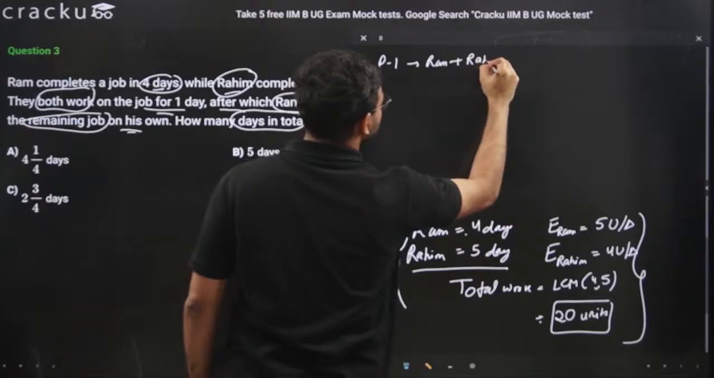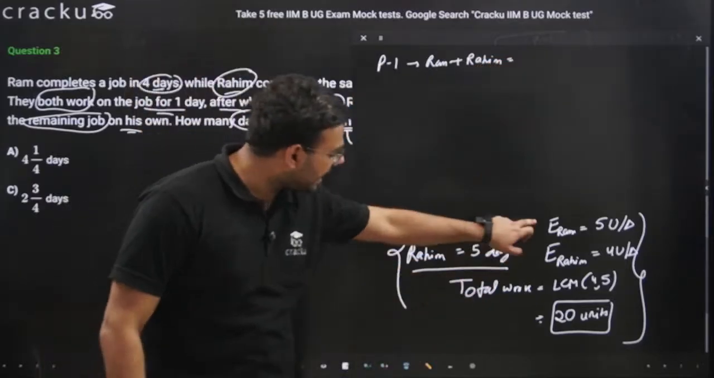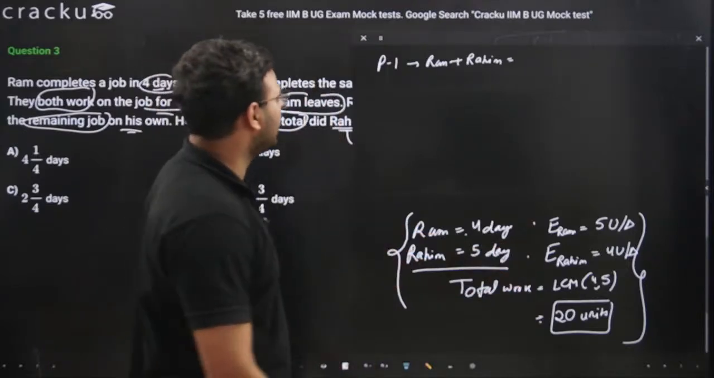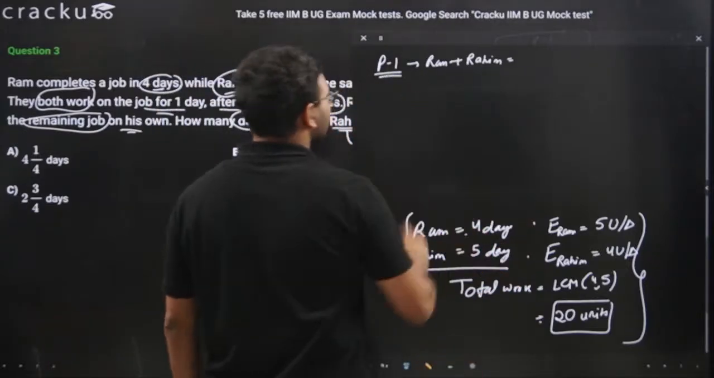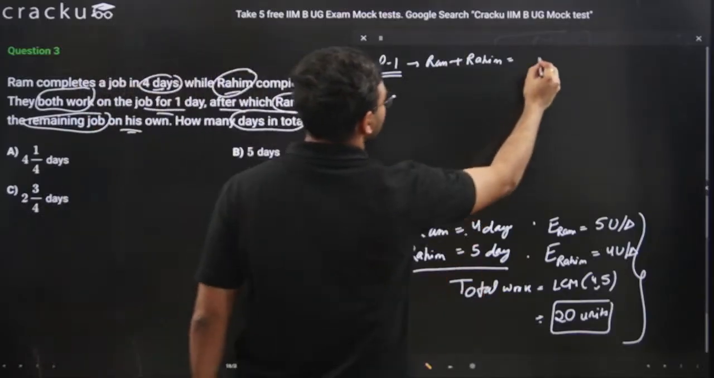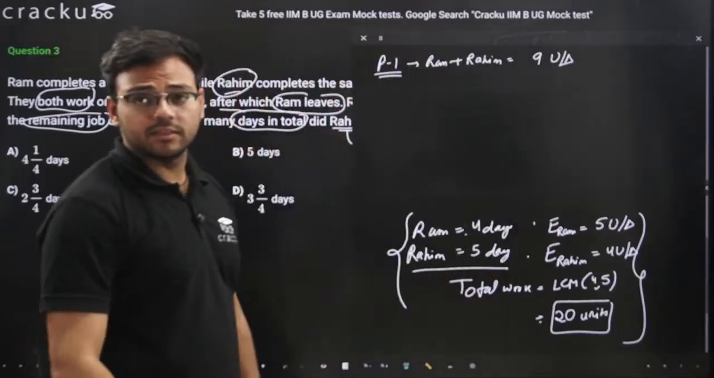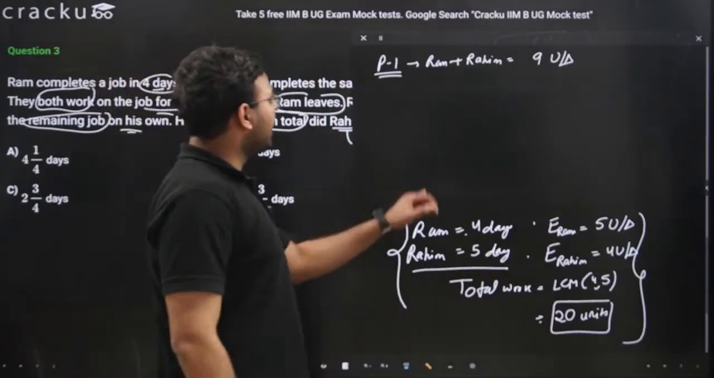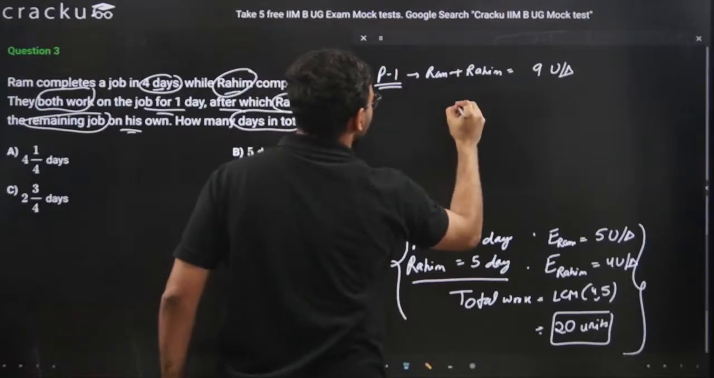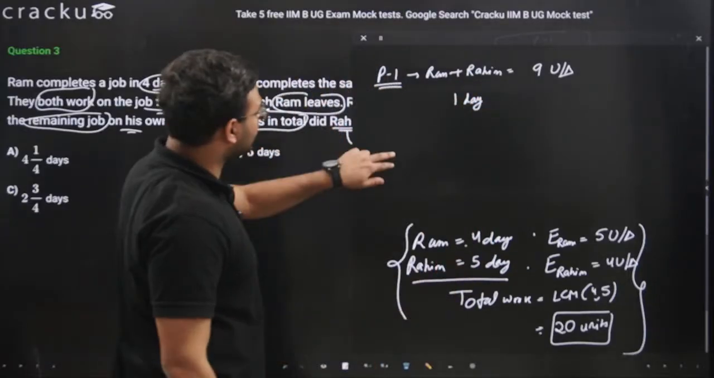So in phase 1, both Ram plus Rahim are working. Their combined efficiency will be 5 plus 4, which is 9 units per day. And they are working for how many days? They are working for only 1 day together.